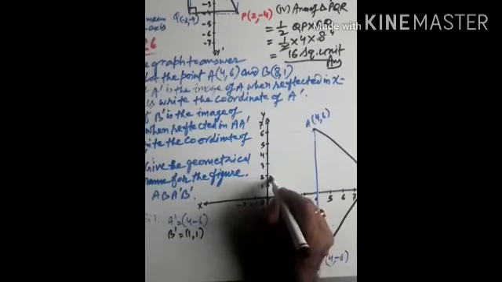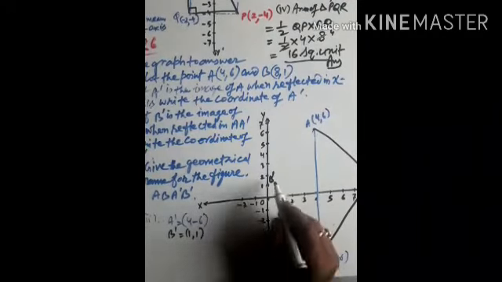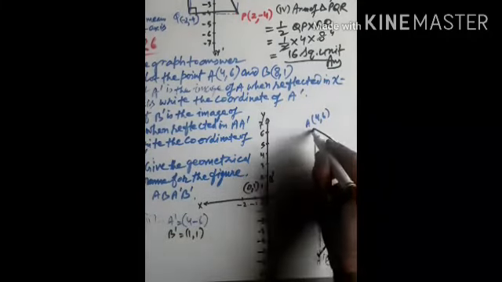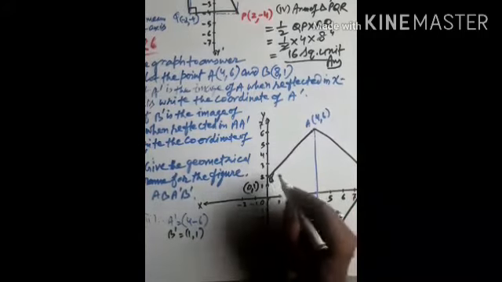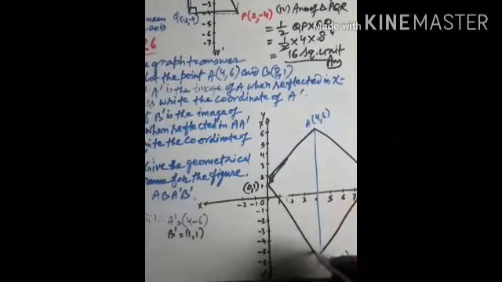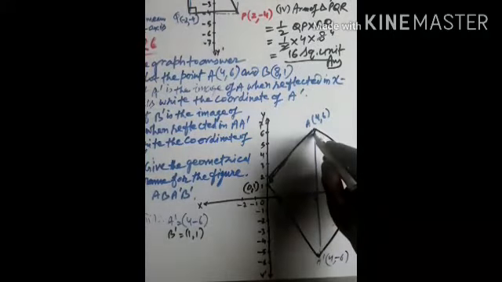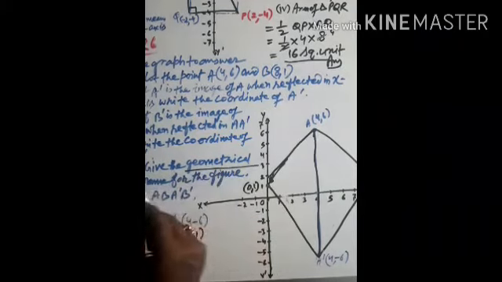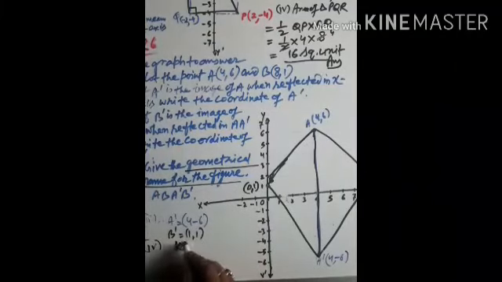Here B dash will be here, and what will be the coordinates of B dash? (0, 1). And then join this one, join this one, and join this. Now see, it is looking like a kite. So the fourth answer is: the geometrical name of the figure is kite. So this is the answer.